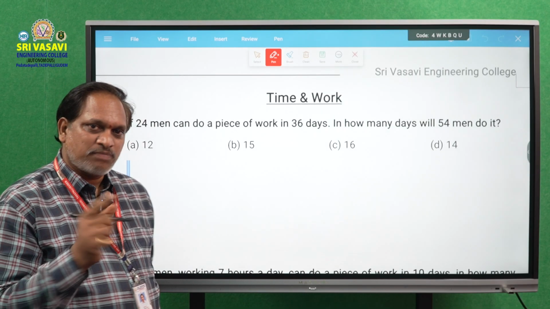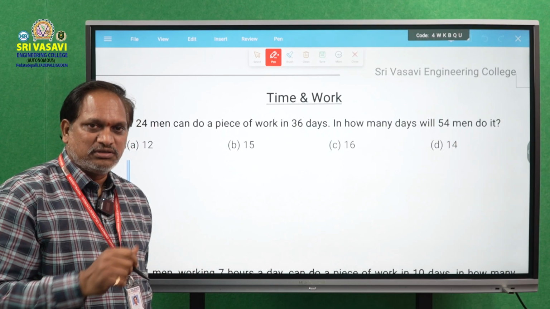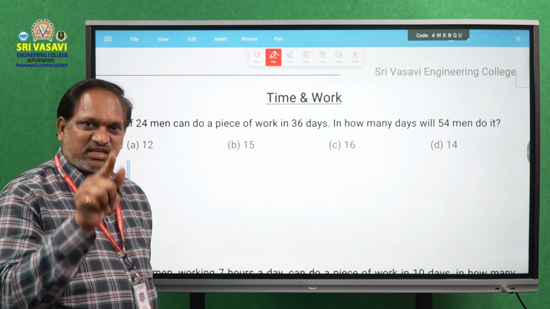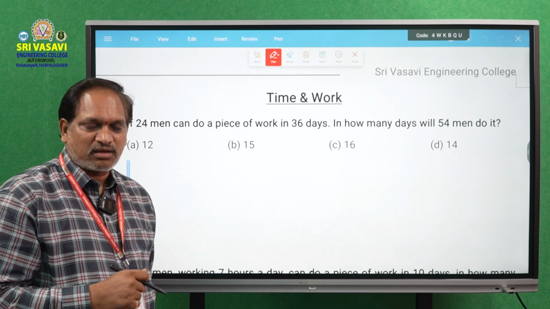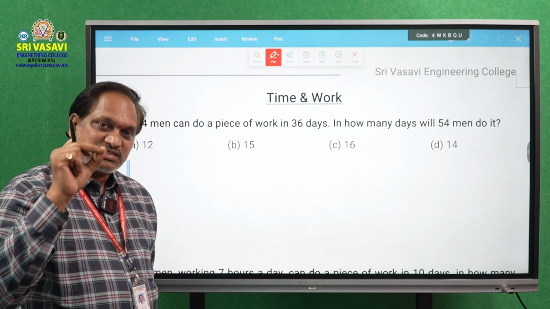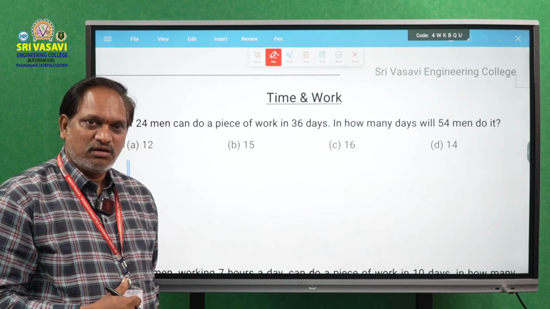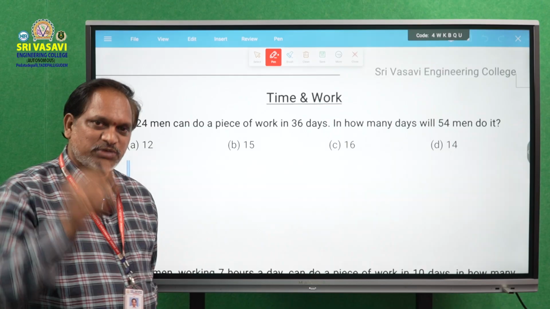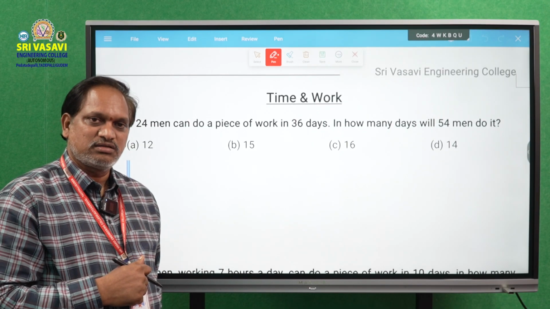And you just observe that time and work, pipes and cisterns, and chain rule, these three concepts are based on the same principle. Actually different traditional methods are there, but I am using a separate method. That method gives the shortcut solution from a competitive or placement point of view. Just identify the questions and logics in this seminar.